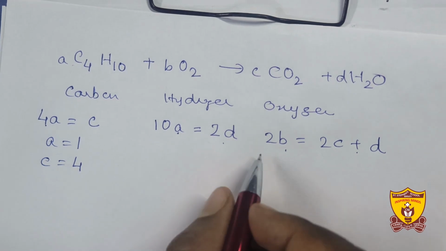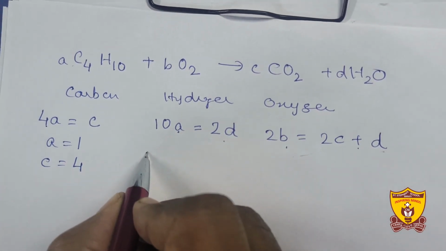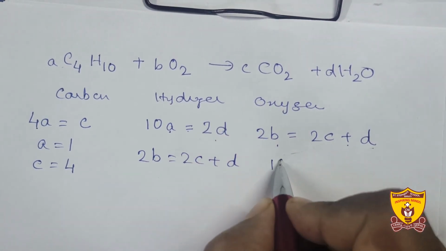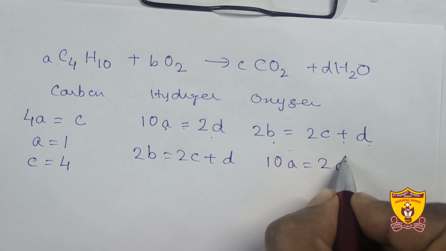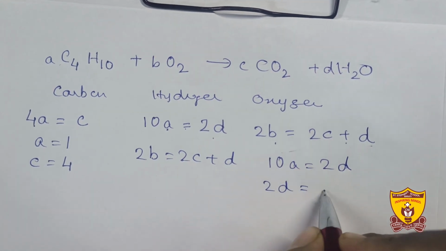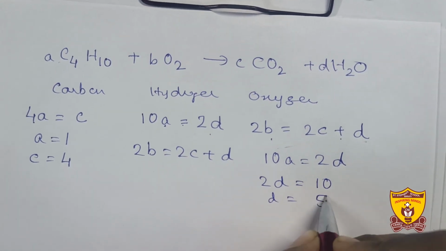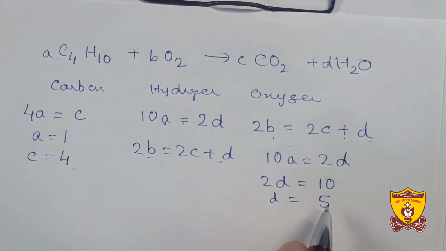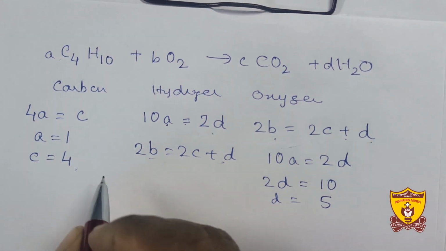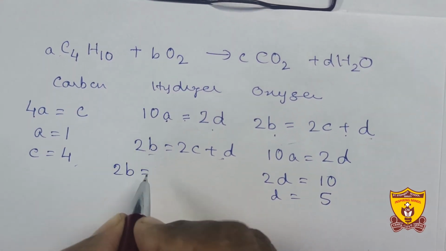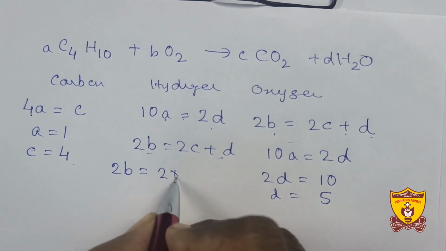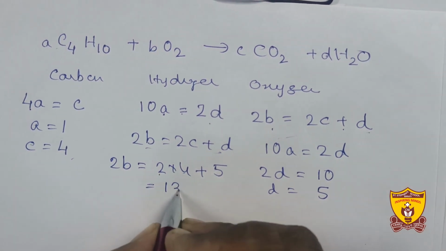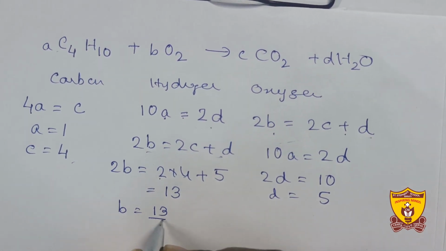And from here, from this equation, I get 2B is equal to 2C plus D. And from this equation, 10A is equal to 2D. So 2D is equal to 10. So D is equal to 5. And from this equation, if I put the figures of C and D, it becomes 2B is equal to 2 into 4 plus 5, that is 13. So B is equal to 13 by 2.